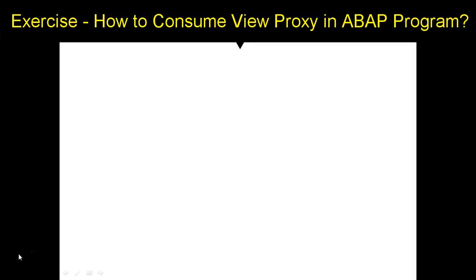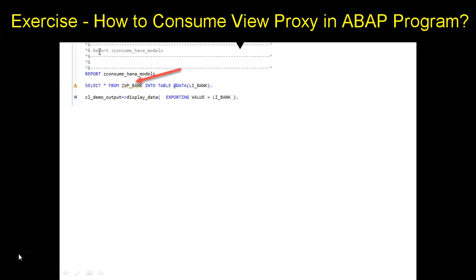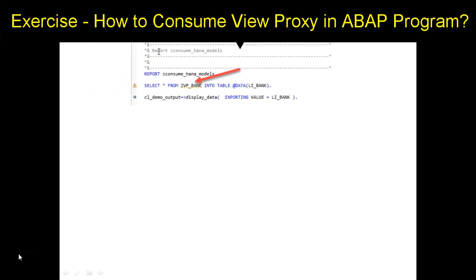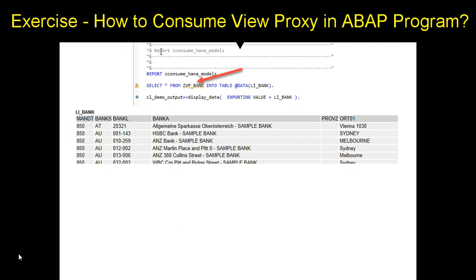We saw how the HANA models can be consumed using the view proxy. Now, how do we consume the view proxy in an ABAP program? The view proxy can be used as any other view which we use in ABAP programming. So you can select from the view proxy, put it into an internal table, and you can massage the data, or you can read the data, or you can display the data.